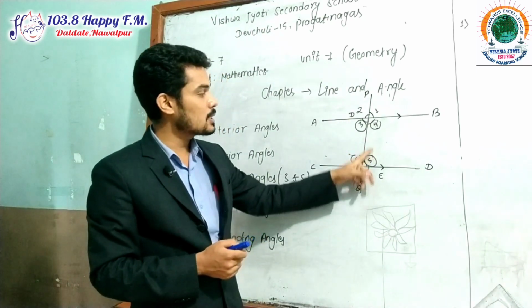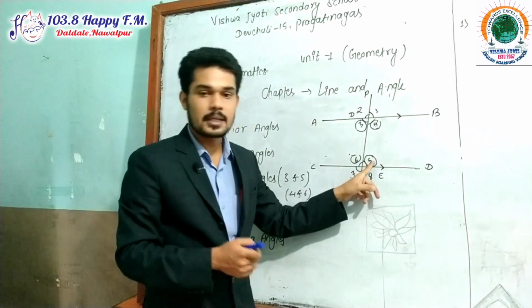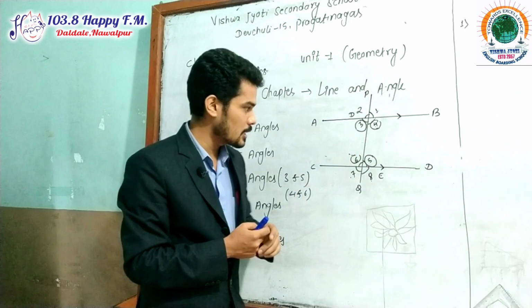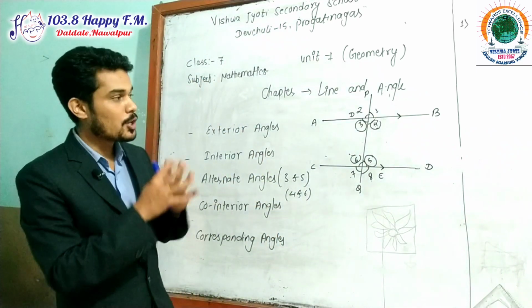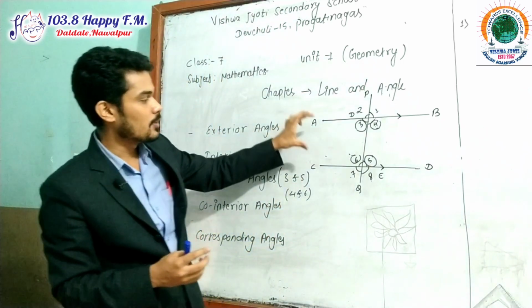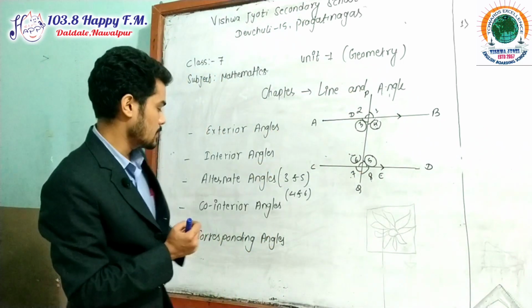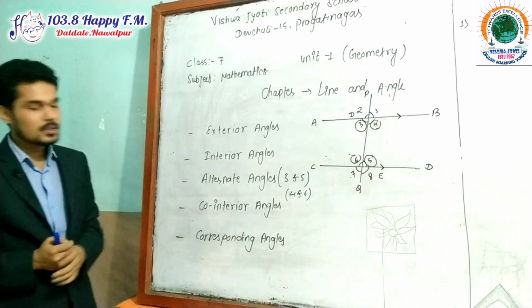These alternate angles are always equal. Alternate angles are always equal. We can verify this experimentally also. So an alternate angle is a non-adjacent interior angle formed when two parallel lines are cut by a transversal. Similarly, what is the co-interior angle?